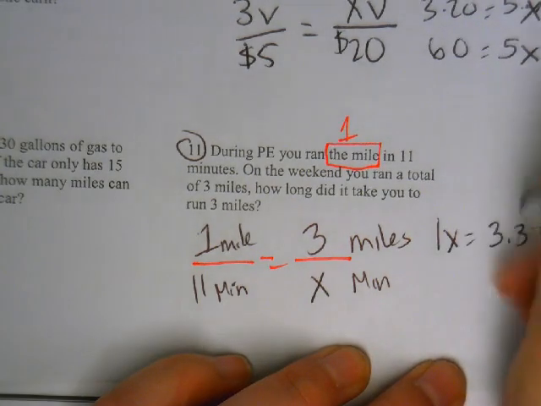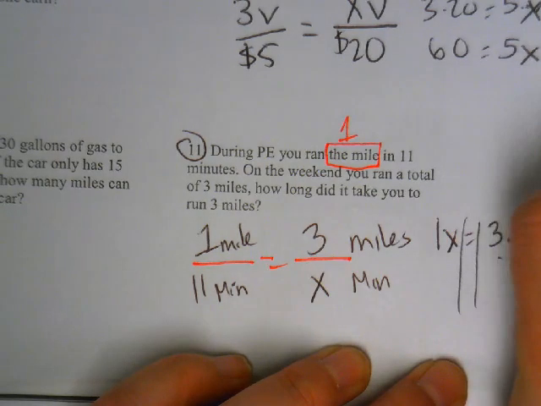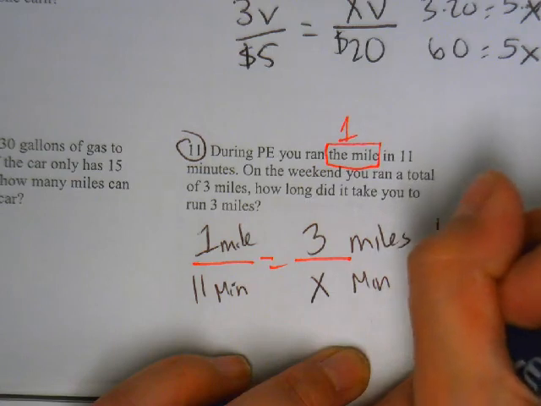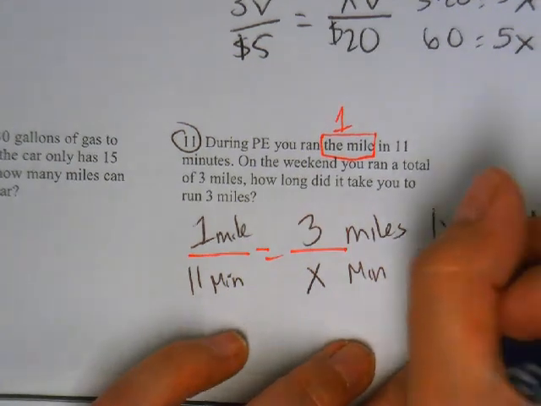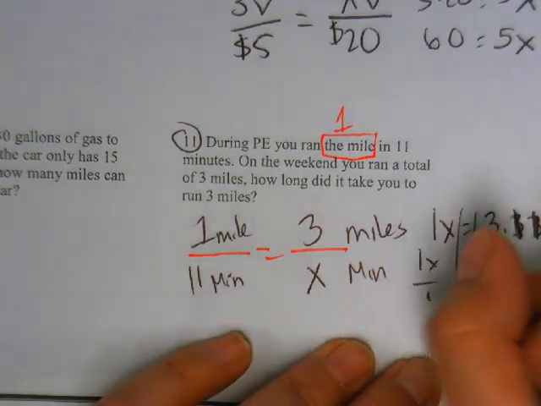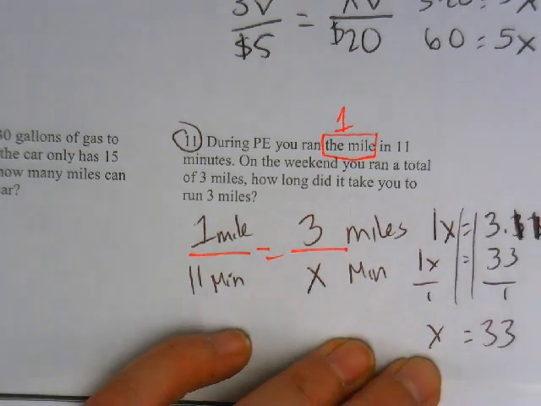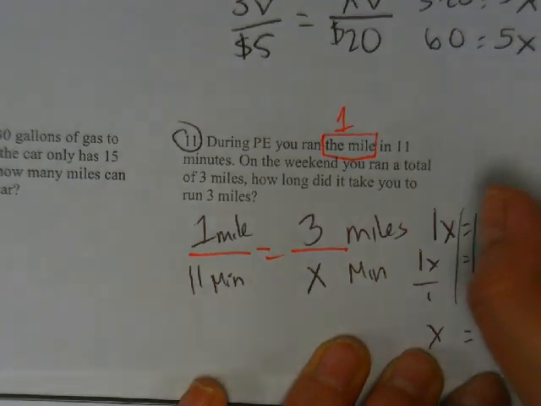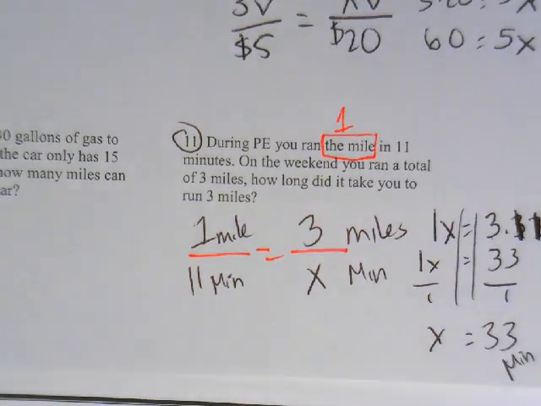I only get 19. So 3 times 11 is 33, equal to 1x. What do I divide by? 1, which basically means x equals 33. 33 minutes. I did 33 minutes for 3 miles, which isn't that bad.